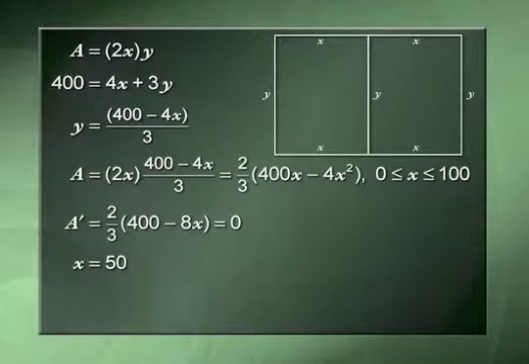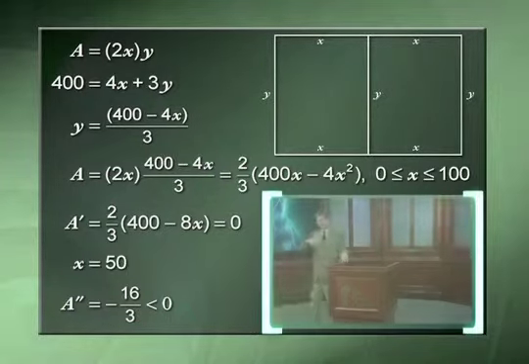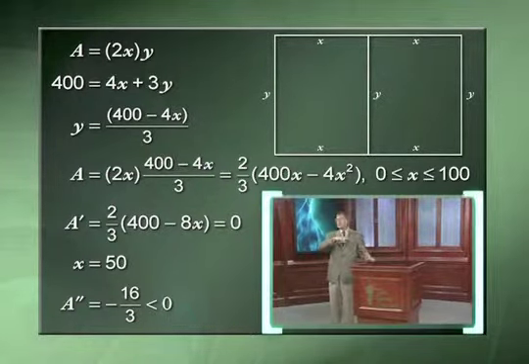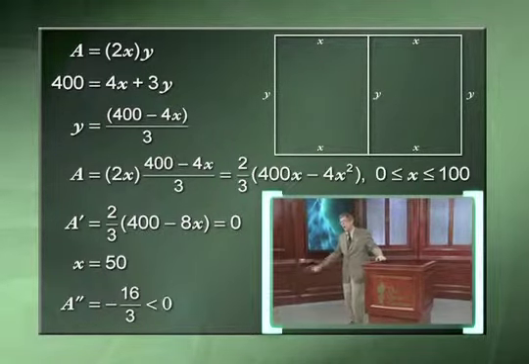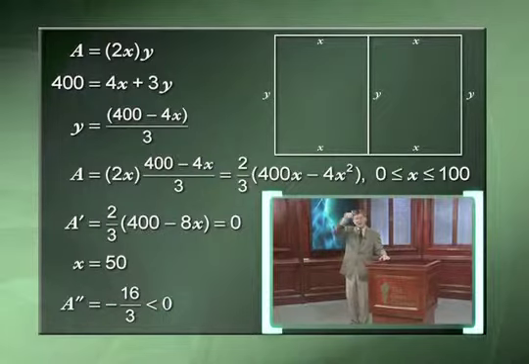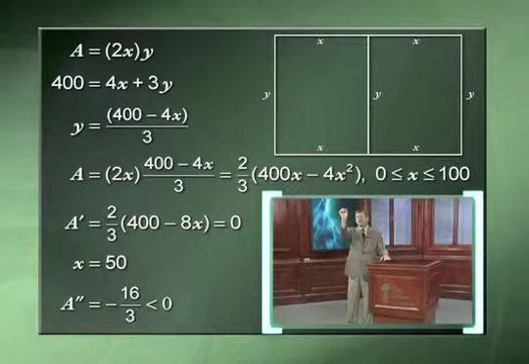Is it a max or a min, or nothing? Well, take the second derivative in this case. That's an easy way of checking. The second derivative is minus 16 over 3, and that's less than 0. Remember what that means. Your second derivative is measuring, in a sense, the concavity. It says that this curve is concave down on its entire domain, and so that 50 number must be at the top. It's a maximum.